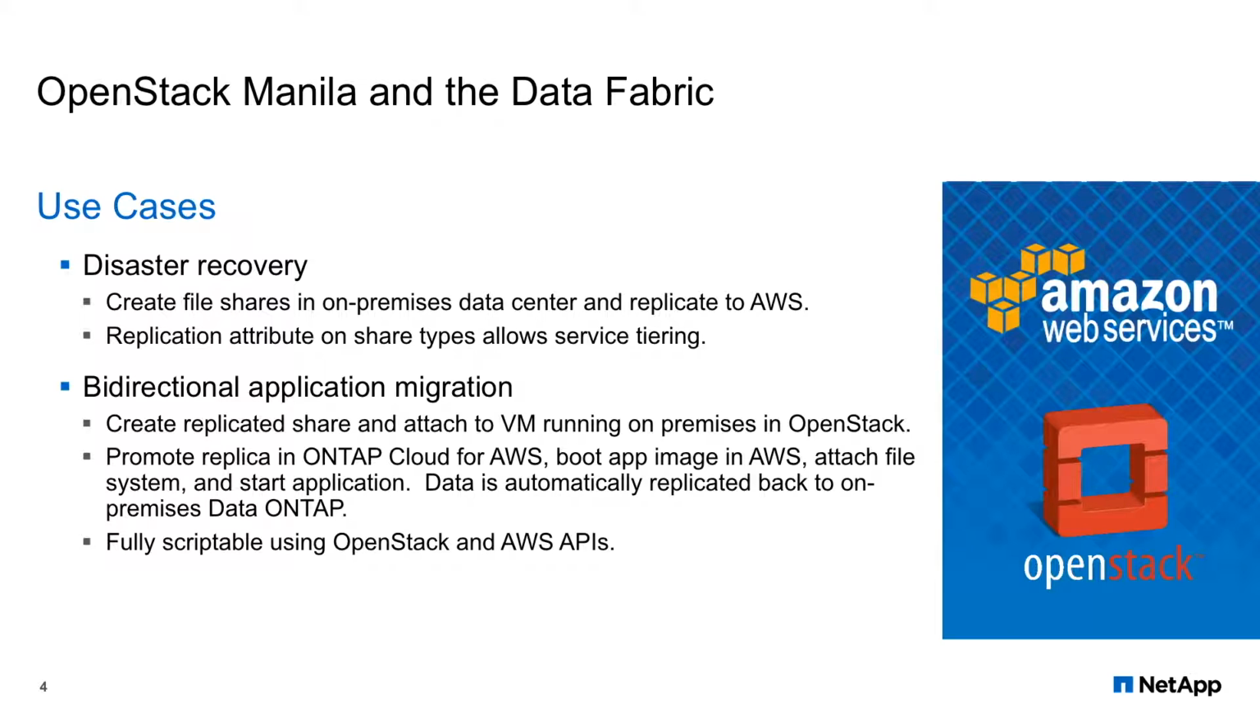Using a combination of Manila and AWS APIs, one may write a script to fail cloud applications from an on-premises OpenStack deployment to a disaster recovery site running in AWS. Or the same mechanism may be used to migrate applications between clouds. Note that Manila share replication operations are available to the cloud tenant so that users may develop and test their own DR scenarios without assistance from cloud admins.